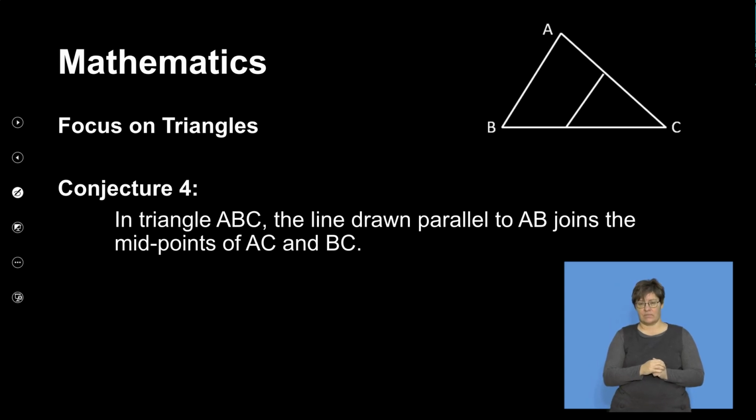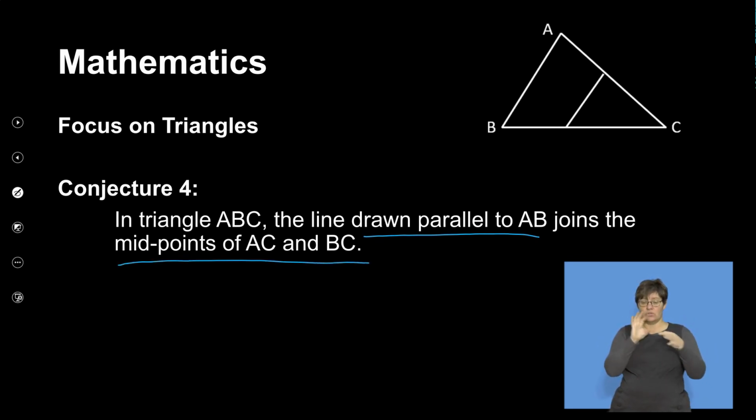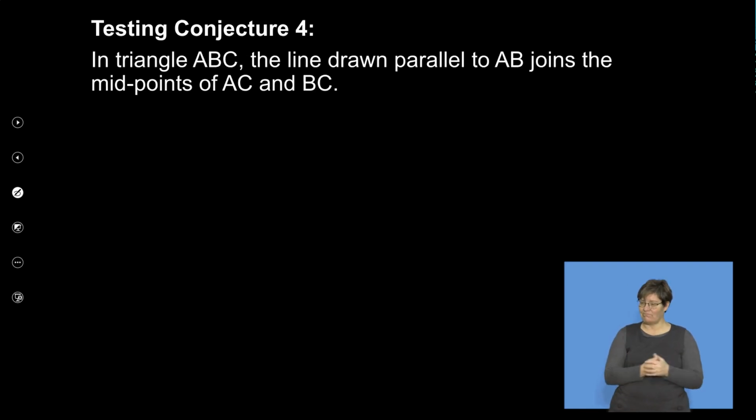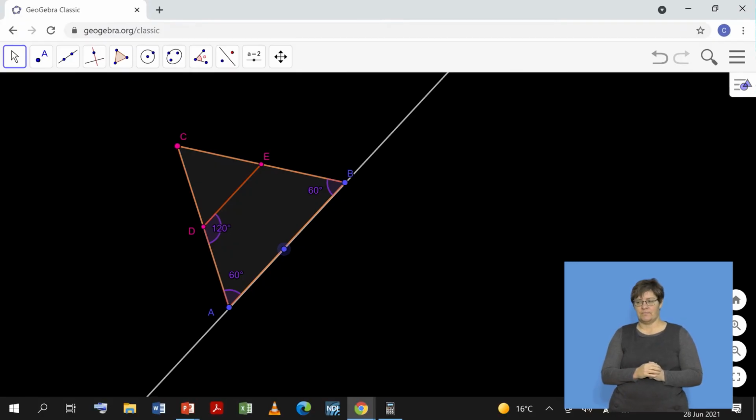So if we look at this, we're saying the line drawn parallel to AB joins the midpoints of AC and BC, which is just what I said to you. So in simple terms, if I make this D and that E, AE will be equal to EC, BD will be equal to DC. That's what it simply means. That's what this conjecture is saying. But is this true for all of the triangles or not? We really don't know. So let's try and see whether this is actually true.